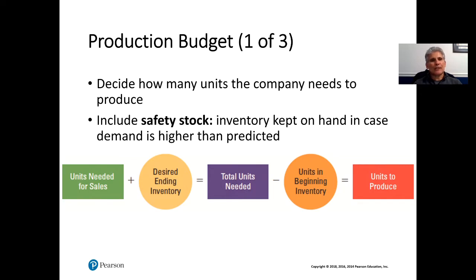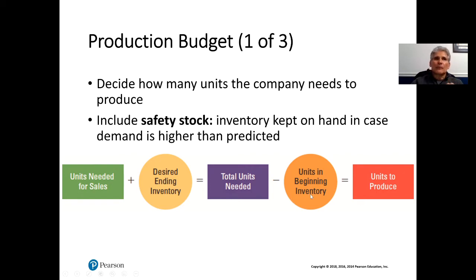And to do this, we first have to decide how many units the company needs to produce. Well, to do that, we need to also remember and understand what safety stock we want. The safety stock is just there in case we miss on our projections, right? These units needed for sales, we're going to start off with what we know we're going to sell. We're going to add to that whatever we want as our ending inventory. And then that's going to be equal to the total units we need. But then from there, we're going to subtract what we're anticipating.